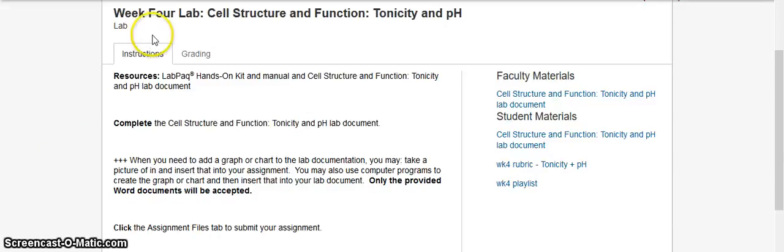Okay, so this is the week 4 cell structure and function, tonicity, and pH lab walkthrough. So, individual assignment like always. I feel like I haven't said that for a while.